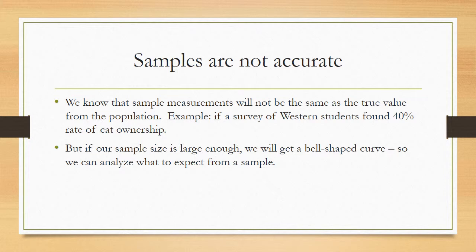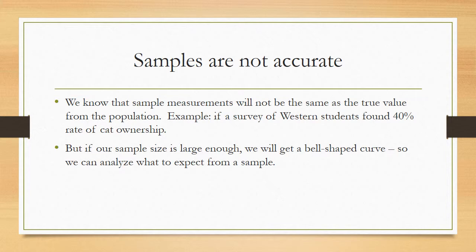But what we can do is think about that sampling variation, because we know that sampling variation has a distribution, right? And we know that if our sample size is large enough, the sampling distribution is going to be bell-shaped. And so then we can control, or we can understand what might happen, because when we do samples, we can know how much variation is going to be in our samples. So then we can actually figure out what to expect from a sample.